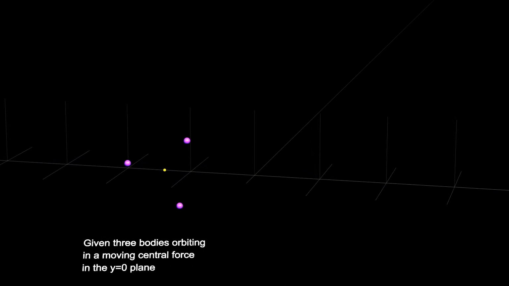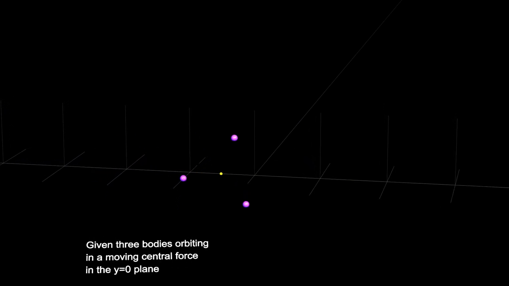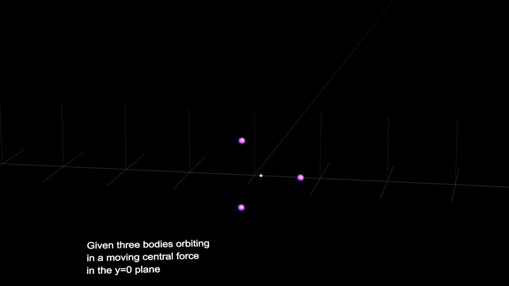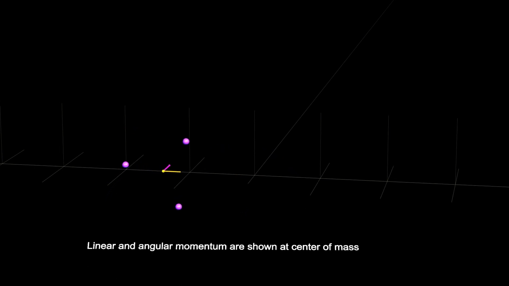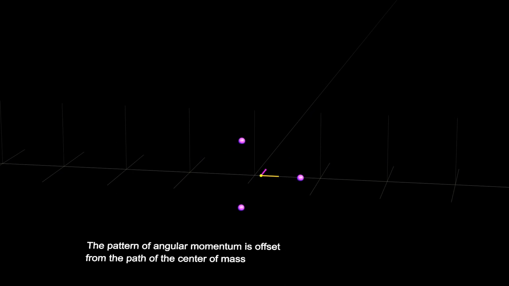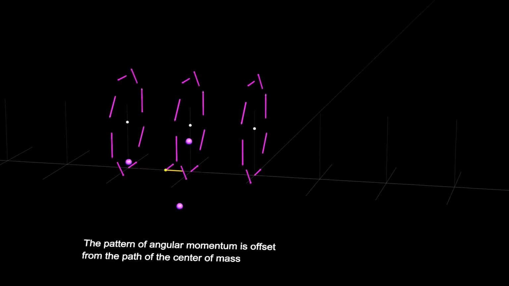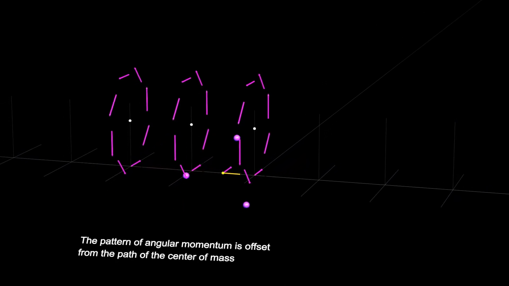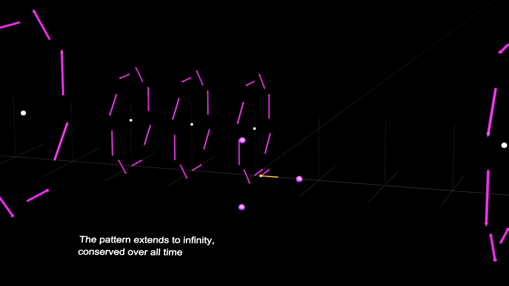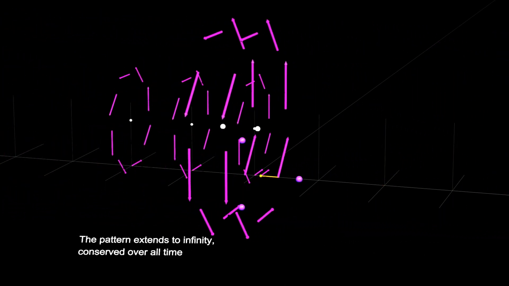Let's look at a system that conserves angular momentum, given three bodies orbiting in a moving central force in the y equals 0 plane. Linear and angular momentum are shown at the center of mass. The pattern of angular momentum is offset from the path of the center of mass. The pattern extends to infinity, conserved over all time.